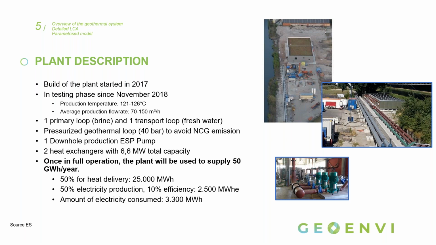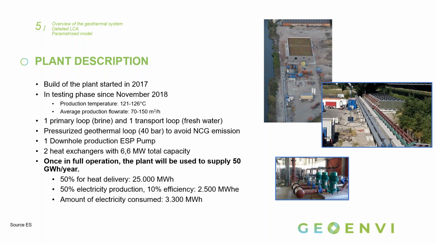At Balmat, we have one primary loop where the brine circulates and one transport loop with fresh water. Because we want to avoid as much as possible NCG emissions, the geothermal loop is pressurized and the injection within the surface installation is about 40 bar. We have one downhole electro-submersible pump and two heat exchangers with a total capacity of 6.6 megawatts.